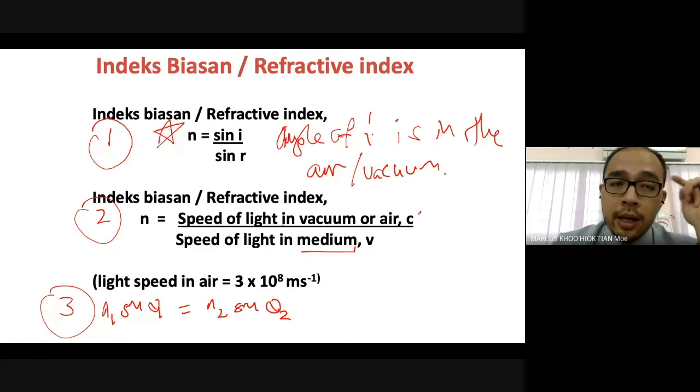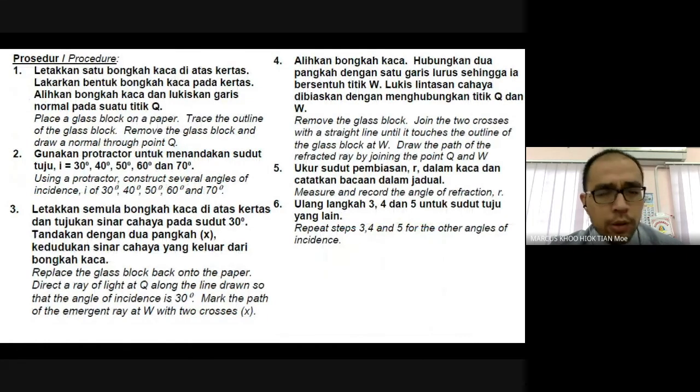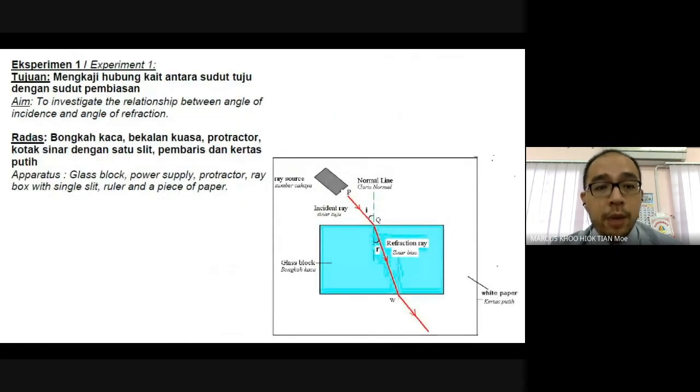Let's take a look at the next page. I want to do this experiment with you all, but I need you to do this first, and then on Wednesday, we will discuss the results of this experiment. I want you to take a look at this setup and the procedure. You may not understand it, but don't worry, just take a look at it first. But I want you to think about it for a while.